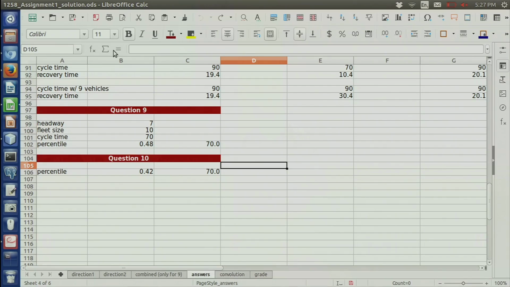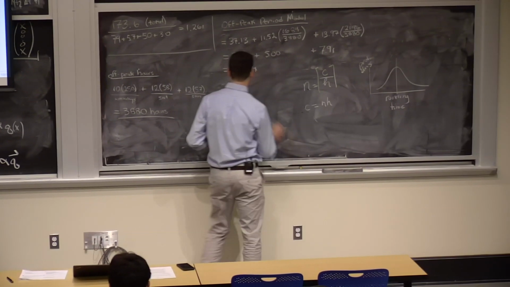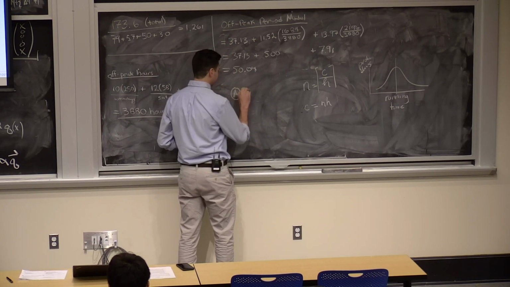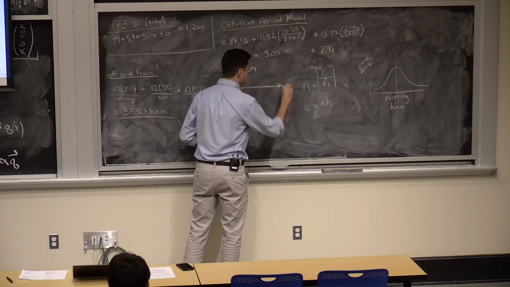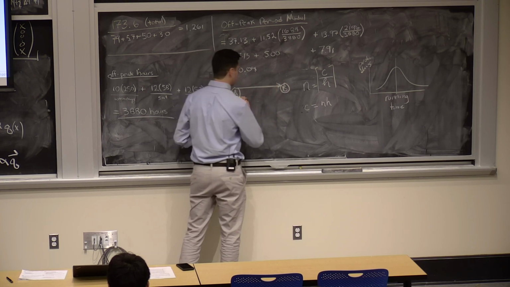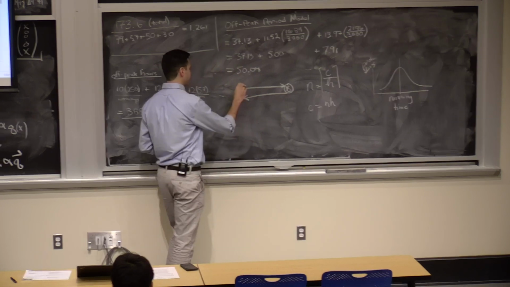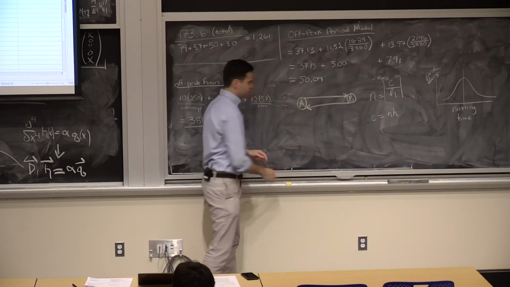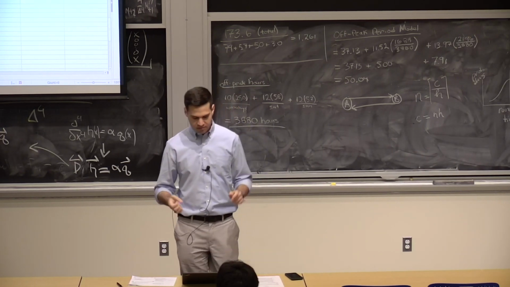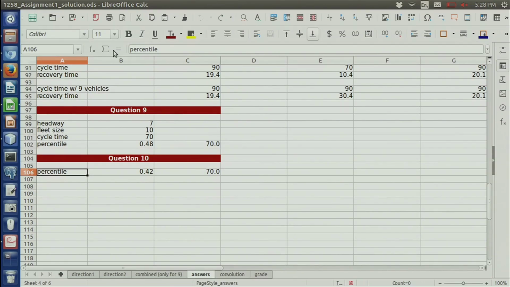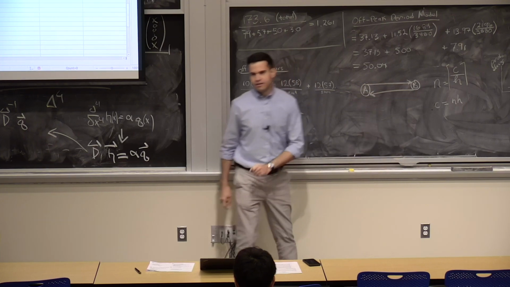So question 10 is the challenge question. Now you have two terminals, so now you have recovery. You start at A, you go this way, you reach B, you do recovery there, and then you run back. So you have recovery here and here. And we're asking about times here. So what's the probability, with the same situation of 7-minute headway and a fleet size of 10, that this trip can depart on time, right?